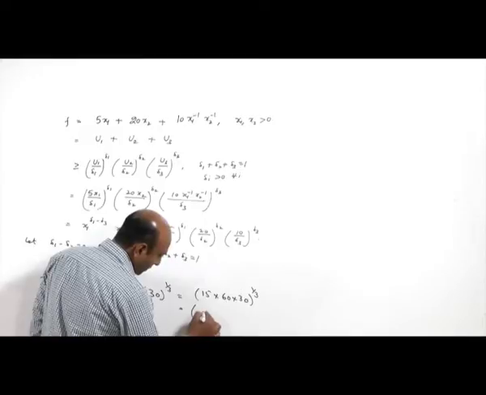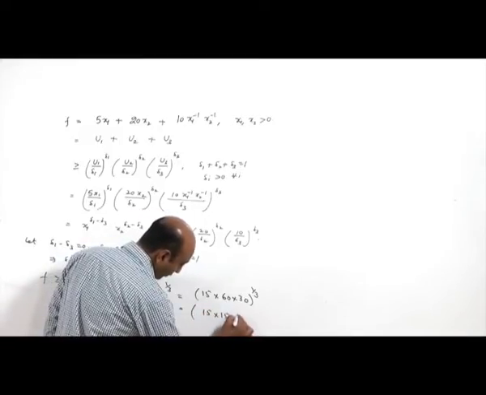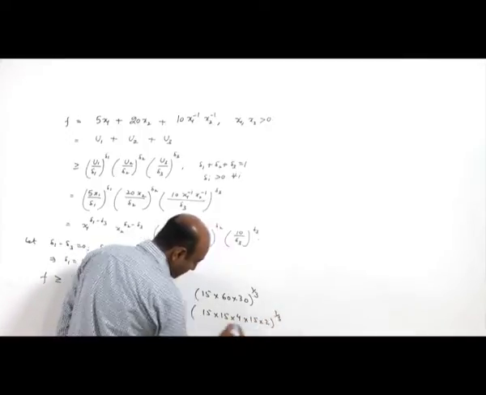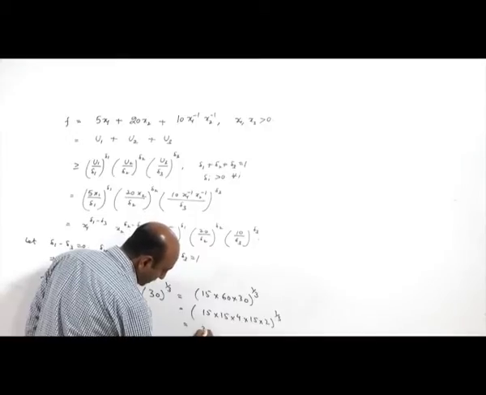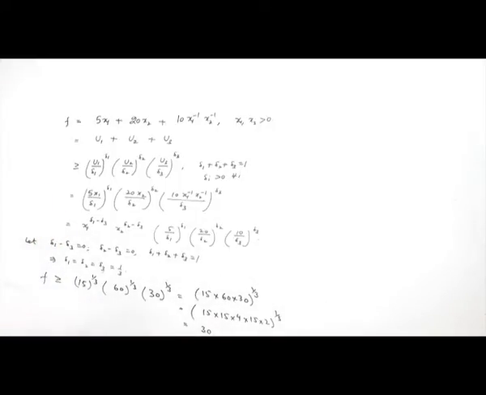So, that we can compute: it is 15 into 15 into 4 into 15 into 2 whole raised to 1 by 3, that is 15 into 2, that is 30. So, this is the minimum value of f. f is greater than or equal to 30, that means the minimum value of f is 30.